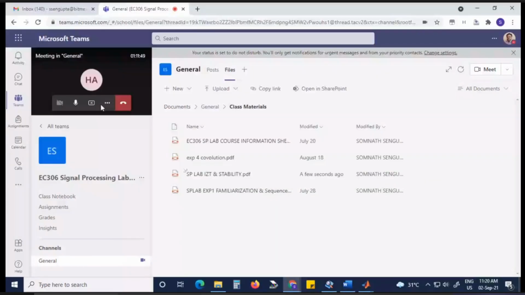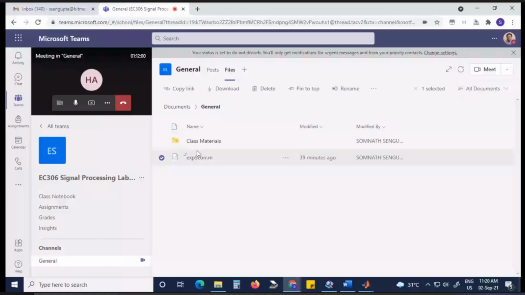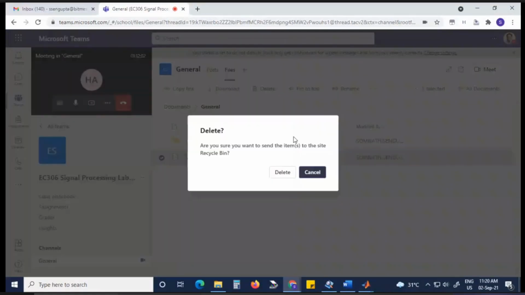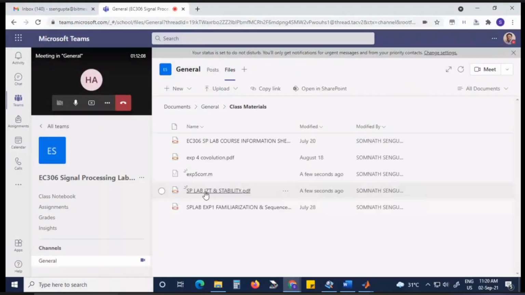Okay, I am keeping all the files in the section, class material. Removing those from many other places. So you just go through the file, SP lab, inverse Z transform and stability file.